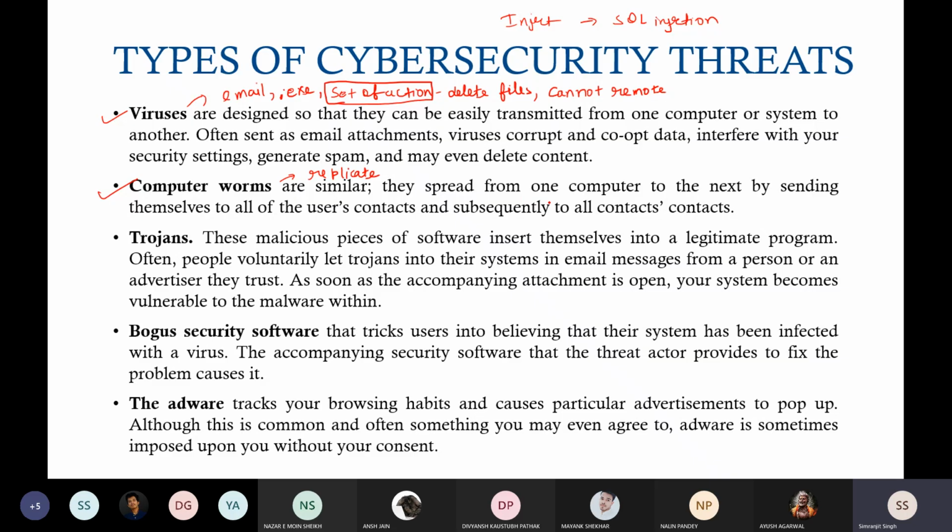So they spread from one computer to another. They can take your email list and send themselves to your contacts. The contacts will directly open it because they know that a particular mail is sent by you. So that is where the trust factor came in. They send themselves to all the contacts and subsequently to all the contacts' contacts, and so on and so on.